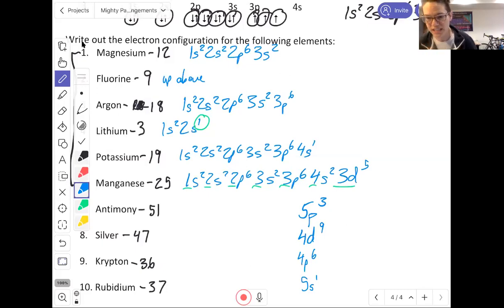Now, part of the reason why I'm not writing those full things out is because once you get to bigger elements, it's really super annoying to write out the full electron configuration. So there's a shortcut. That's what your video for this week is on, and that's what the other packet picks up with. So I know there's still some stuff down at the bottom, but we're done with this thing.